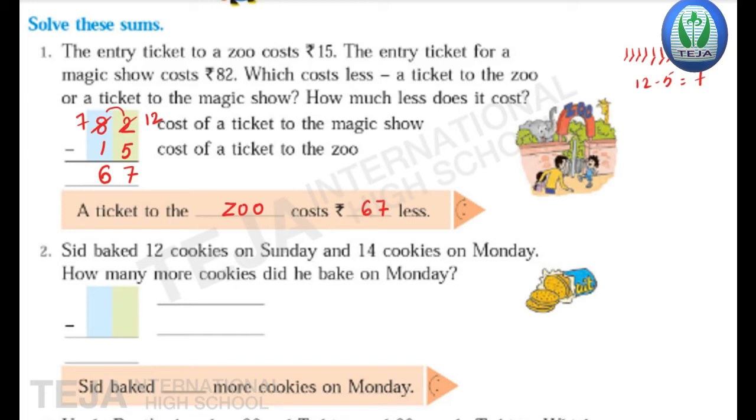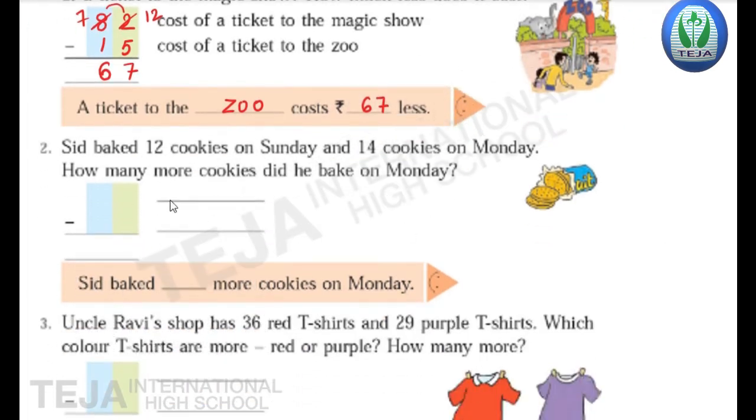Now the second question, children. Here, Sid baked 12 cookies on Sunday and 14 cookies on Monday. How many more cookies did he bake on Monday? So here Sid is there. He is baking the cookies. So you can see the cookies here in the picture. So he baked cookies on Sunday as well as on Monday. On Sunday he baked 12 cookies, whereas on Monday he baked 14 cookies. So how many more cookies did he bake on Monday?